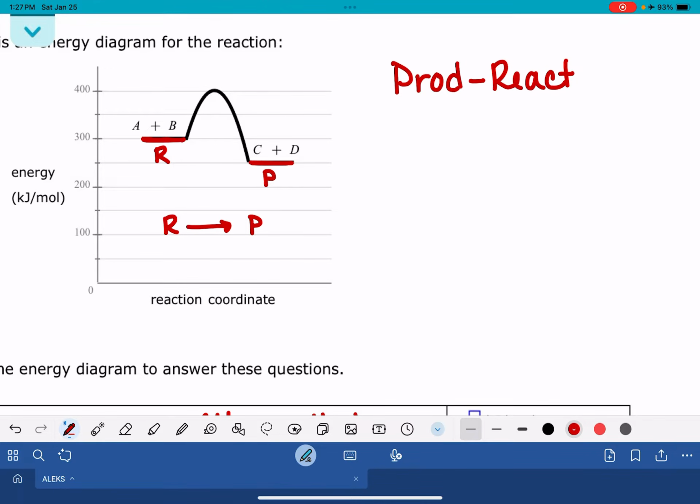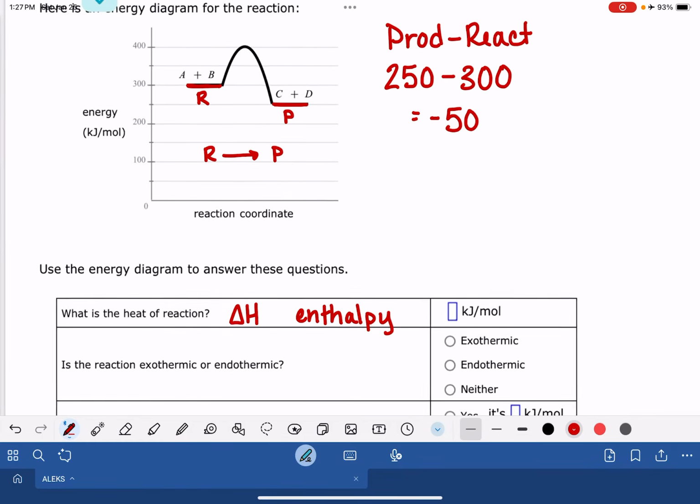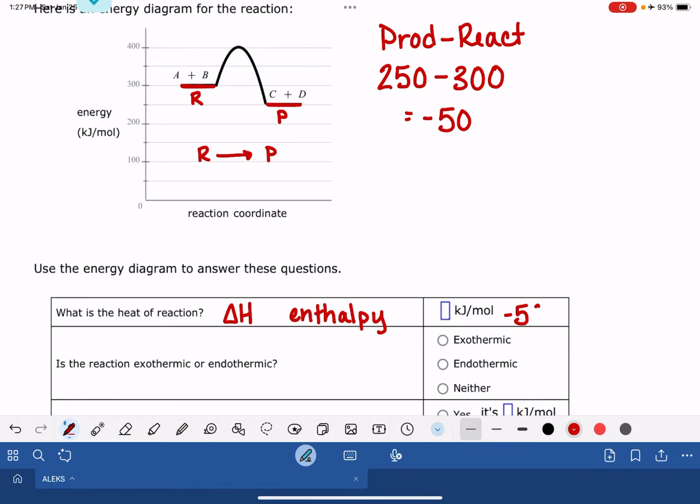So all that we have to do is read the energy associated with our products, which for my graph is 250 kilojoules per mole. And then we also just read the energy of the reactants, which is 300 kilojoules per mole. And I get negative 50 as my energy. So that's what I'm going to put down here in this box.